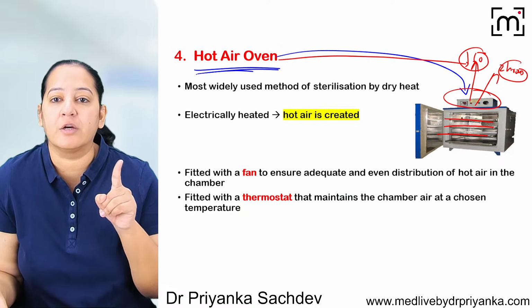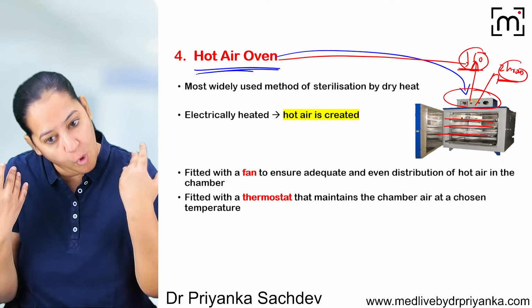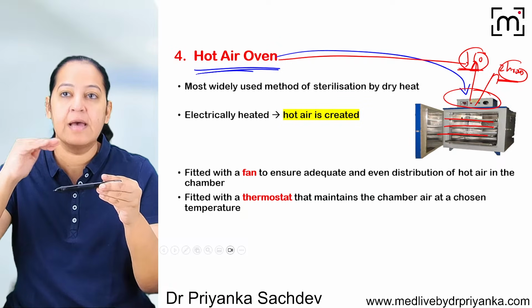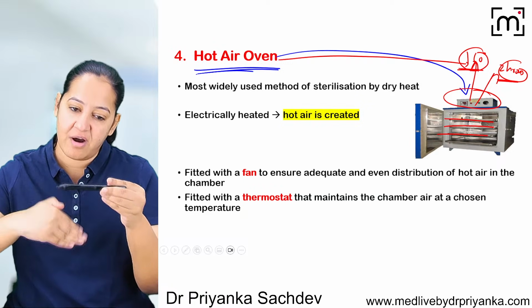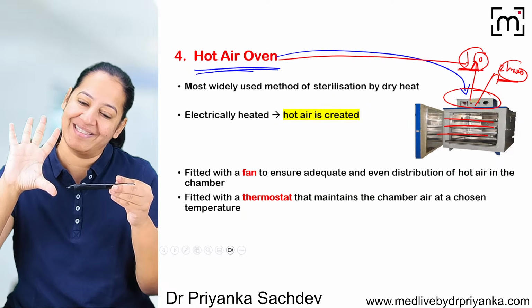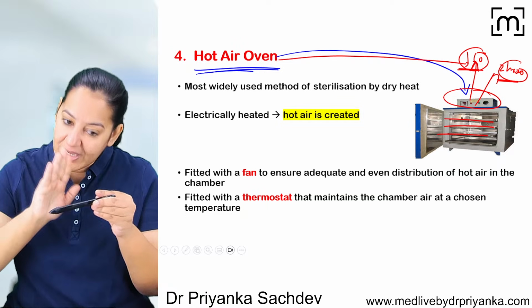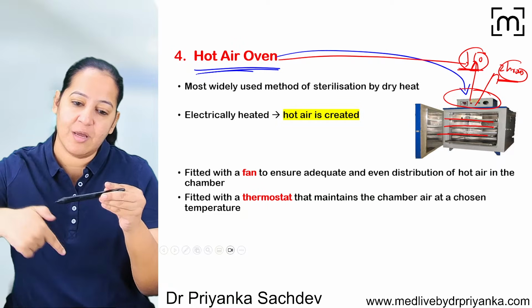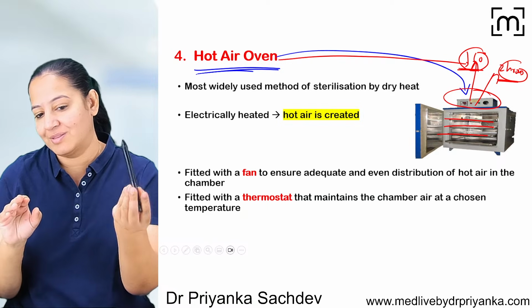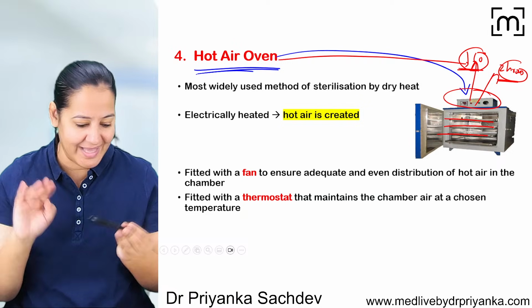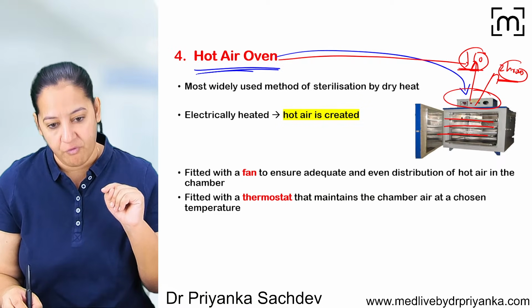Because we assume that at 160 degree for 2 hours, all the bacteria, viruses, parasite, fungus and spore, all 5 are killed, including spores also. So at 160 degree for 2 hours, everything present on this article is killed. Now this article is super sterilized. This is the principle of hot air oven.